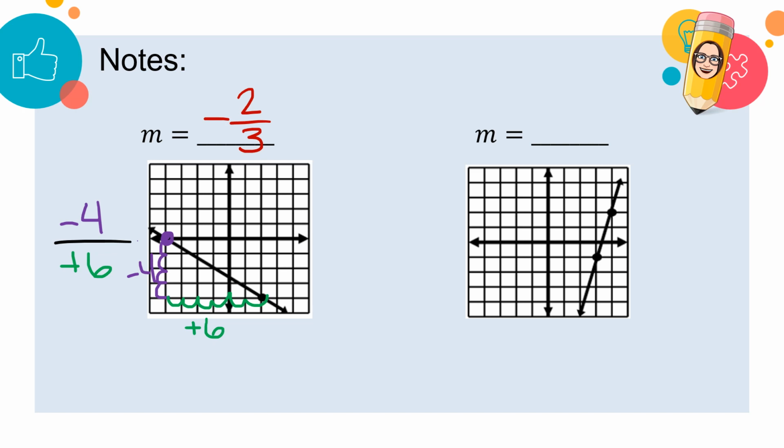Let's take a look at the next one. Let's talk about rise over run. I am going to rise. I'm going to start at this dot here. I'm going to rise 1, 2, 3. I went up 3. That's a positive 3. Then I'm going to go to the right 1, positive 1. Positive 3 is my rise. Positive 1 is my run. 3 divided by 1 is just 3. Positive 3. If you can divide the numbers, you need to. That's how we simplify values.